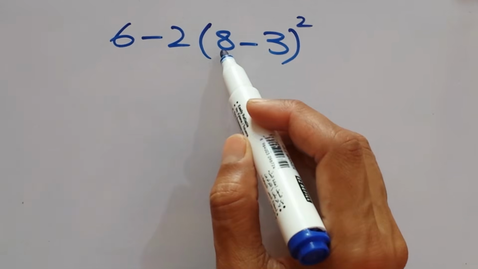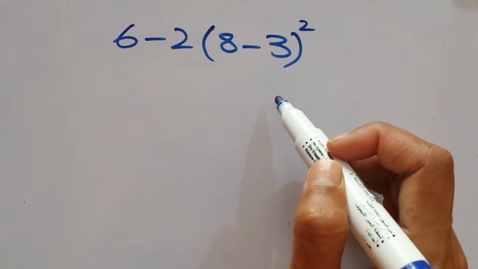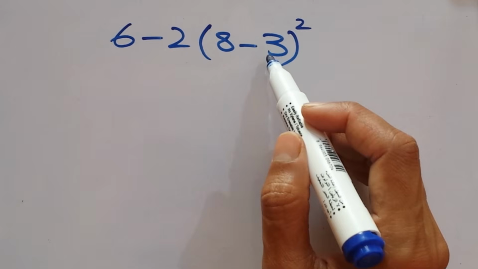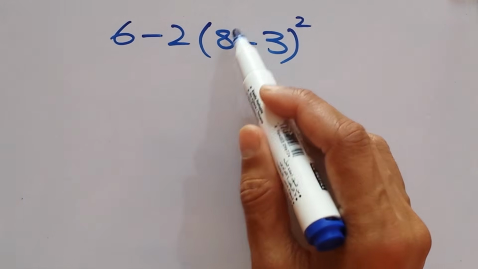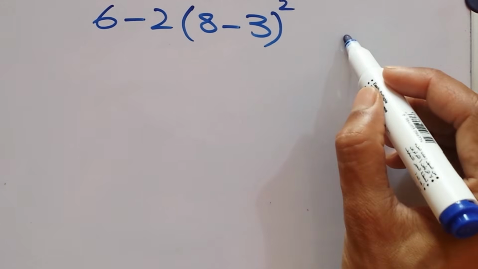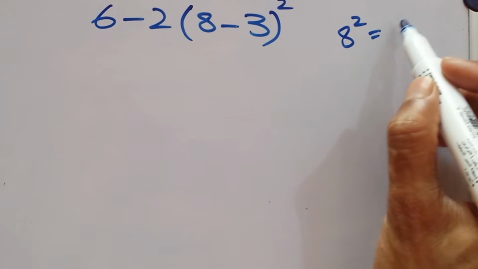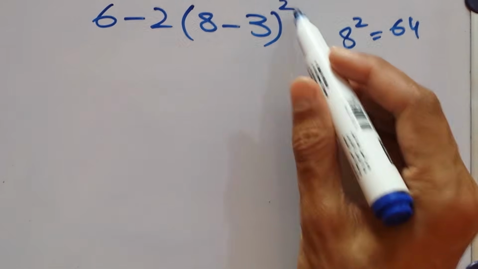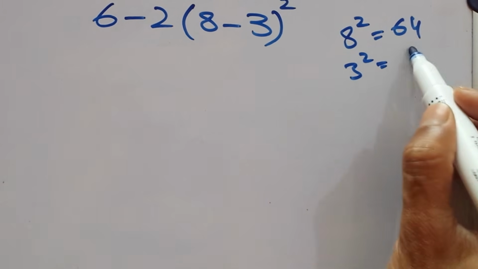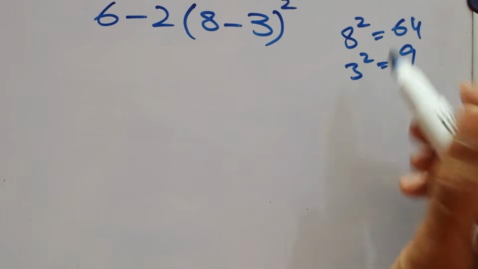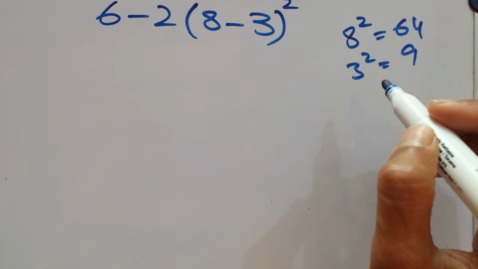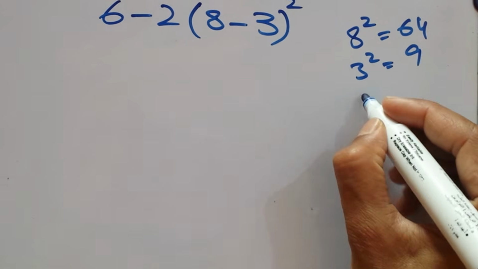We have 6 minus 2 times (8 minus 3) whole squared. If you square them separately, here is what happens: 8 squared and 3 squared. 8 squared equals 64. 3 squared equals 9. So you get 64 and 9, but here is the important part.